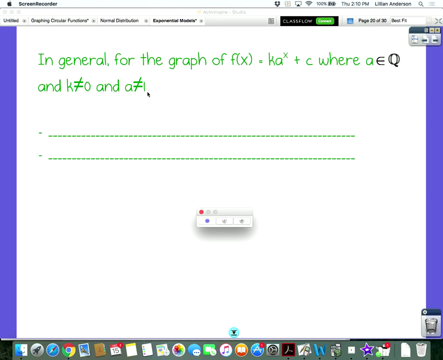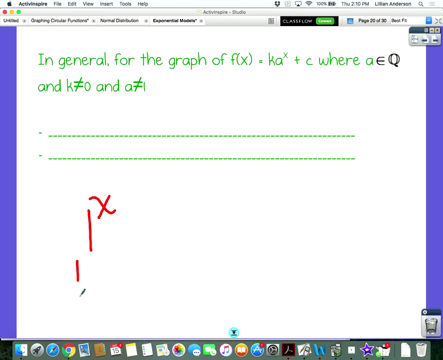And A cannot equal 1. If A was 1, right, say you have something like this, what would that even look like? Let me see. What's 1 to any power? 1. So whether you plugged in 2, it would be a straight line right across 1. Plug in 3, plug in 4, it would be a straight line right across 1.